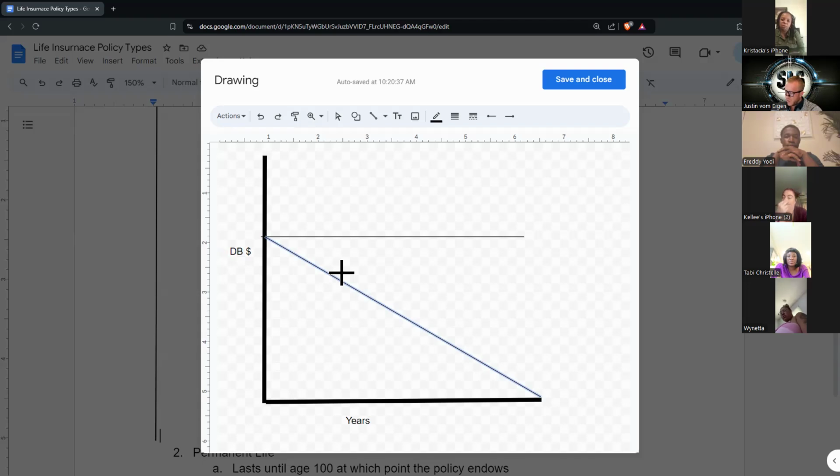As you pay into your mortgage, the amount you owe the bank is dropping. So they structure it so that the amount of life insurance that you have drops in accordance with the amount that your mortgage is dropping. Does that make sense, guys? Any questions about level term so far or decreasing term?